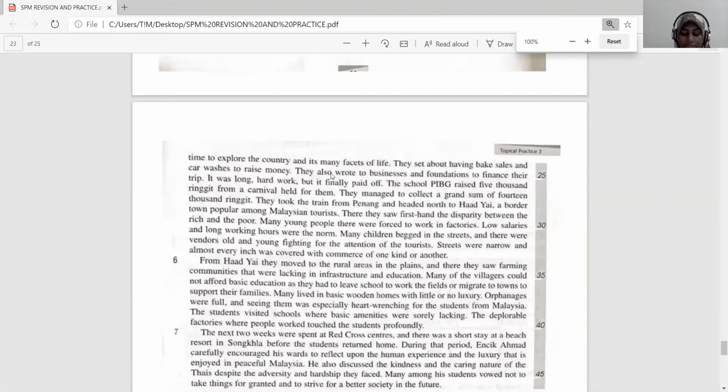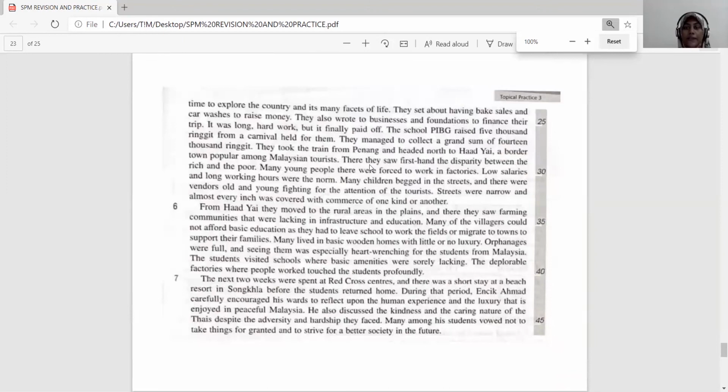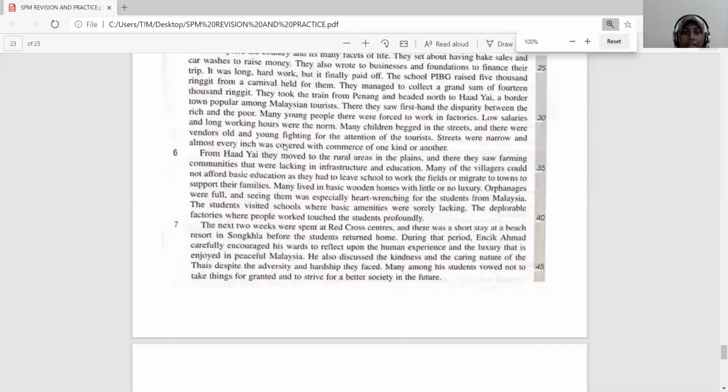And then what did they see there? Okay, how was it in Hat Yai? Now you tell me the point. What happened in Hat Yai? What did they see? In Hat Yai, they saw many young people were forced to work in factories, having low salaries. All right, that will be one thing. And then you can tell that there were child beggars. Okay, and then in the rural area, they lack infrastructure and education. Some kids are not even going to school because they have to work in the field. All right, you make it very simple. Use your own sentences to come up with your own ideas.